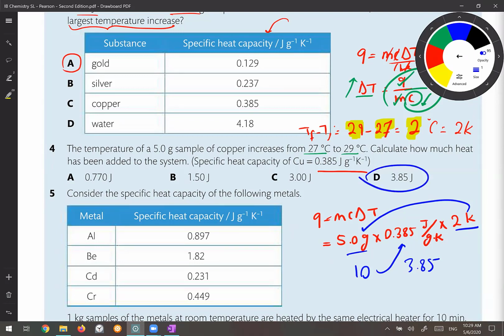Okay. So the answer would be D, but actually it's not the correct answer because here the number of significant figures is 1. You have only one significant figure. So you must round the answer to one significant figure. So the answer must be 4. So if you had 4 here in the answer, the 4 would be the correct answer. But no, we don't have any other choices. So we take 3.85 joule as the answer.